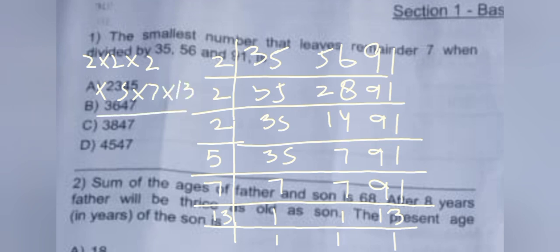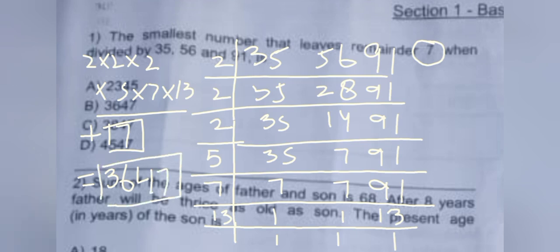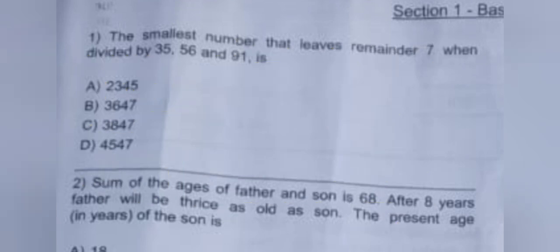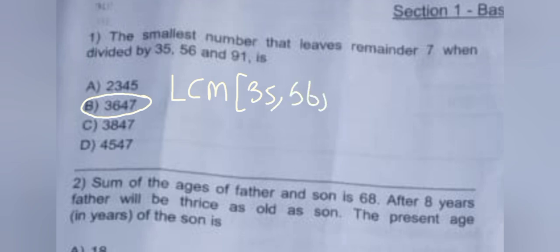When multiplying these numbers, and adding 7 also, the remainder, we will get the answer 3647. So the correct option would be 3647. Yes, and this very option, option B, is correct. So how do we find this? We take the LCM of the numbers 35, 56 and 91, and we add the remainder. This gives us the smallest number.